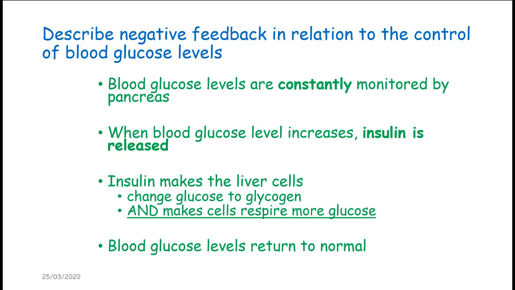This is a typical question based on negative feedback then. So describe negative feedback in relation to the control of blood glucose levels. So we said negative feedback involves constant monitoring. So the pancreas constantly monitors it. When the blood glucose level increases, insulin is released from the pancreas. And then insulin makes the liver cells change the glucose to glycogen and respire more. So the blood glucose levels return to normal.